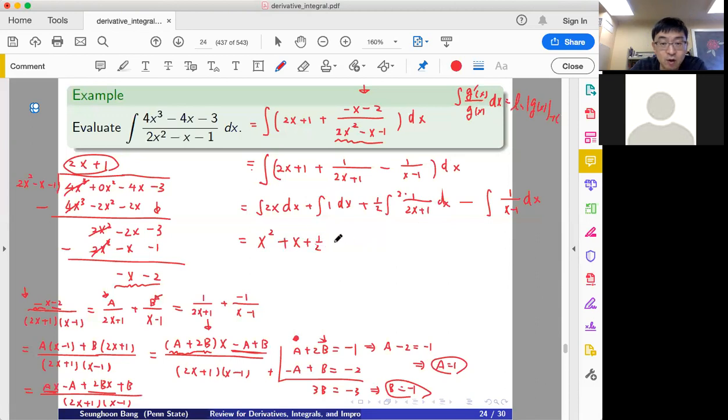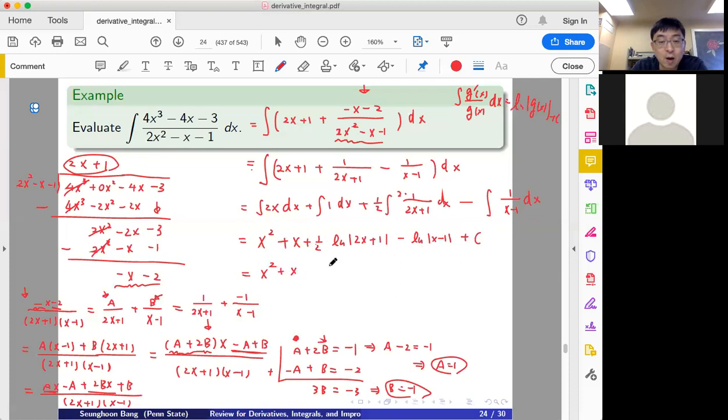You can use the formula: ln of the absolute value of 2x plus 1. Here, same. x minus 1 is g of x. G prime of x is just 1. We have negative ln of the absolute value of x minus 1 plus c. So that's it. This is the idea. So one more, you can combine.